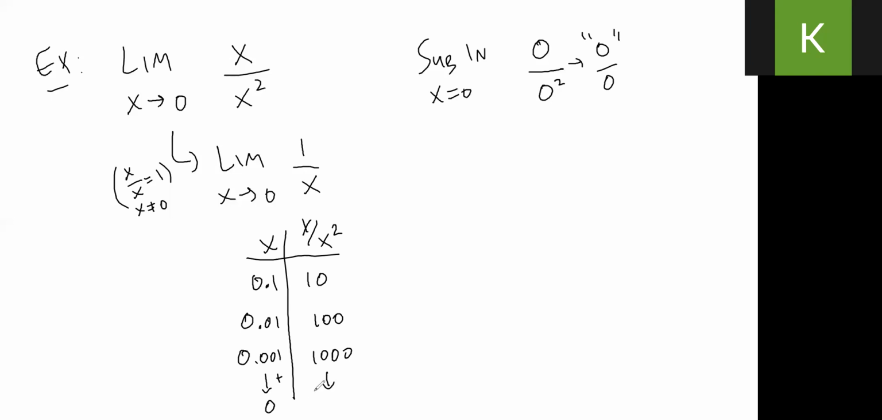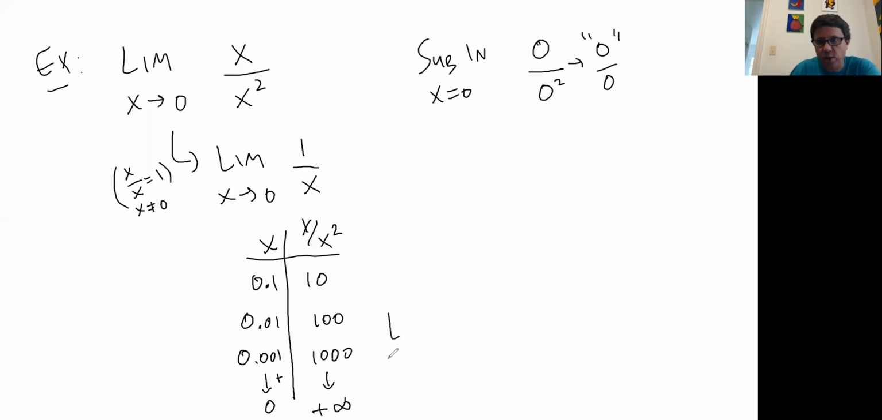Yeah, but what number is it going towards? What number are these going to? 10, 100, 1,000? Yeah, so plus infinity. So that is, we would say, the limit as x goes to 0 from the plus side is plus infinity.